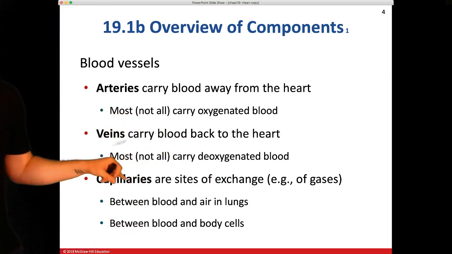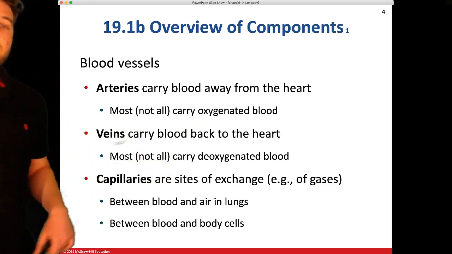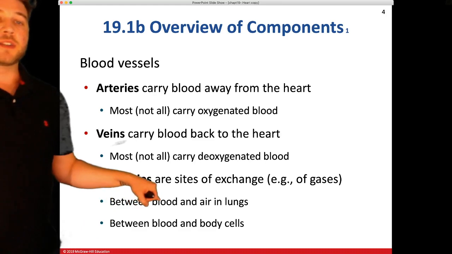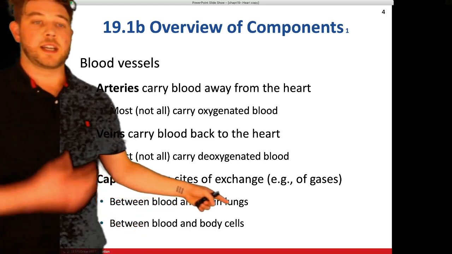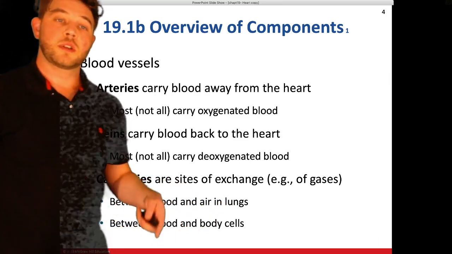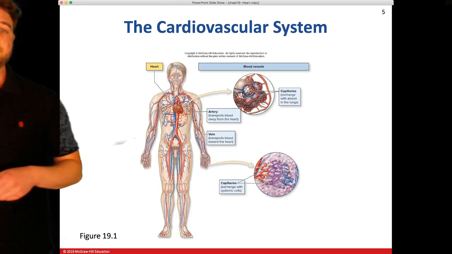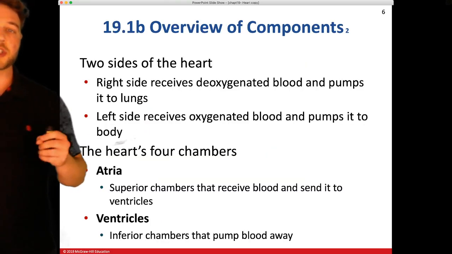For your capillaries, capillaries are sites of exchange of gases between blood and air in the lungs and between blood and body cells. We call this external respiration and internal respiration. So between the blood and air in the lungs would be outside, and blood and body cells would be for your tissues, which would be inside. Here's just an overview of that. You can look at it if you like pictures.